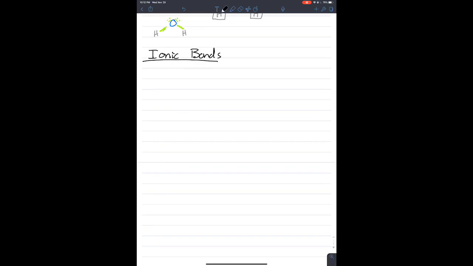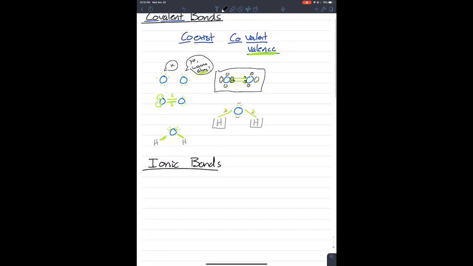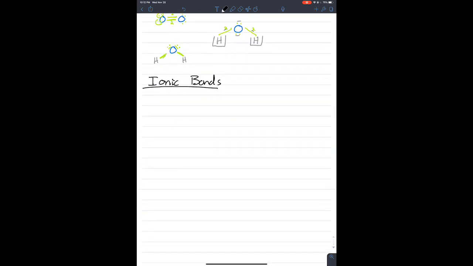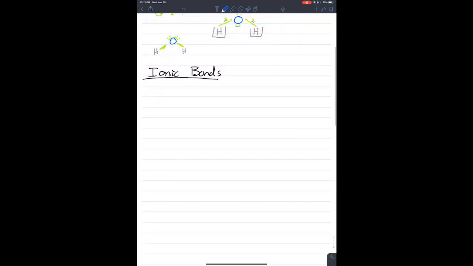Ionic bonds. Okay, so an ion, what's an ion? An ion's an atom that has a different number of electrons than normal. That's what an ion is. So an ionic bond occurs between 2 elements that want to become ions.